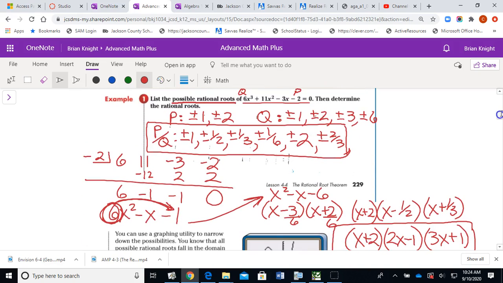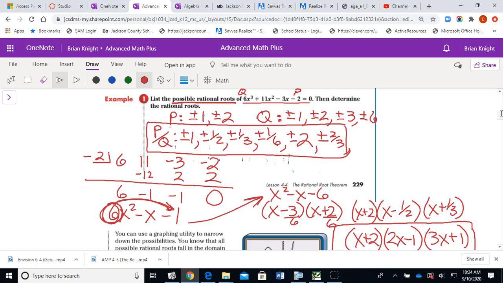P is simply the last number, and Q is the first. And your P's are all the factors of P, and your Q's are all the factors of Q. All right? And then to get all the possible answers, you just divide all the P's by all the Q's. Okay? So like I said, without your cool little graphing calculator, you would simply be taking these numbers, plugging them in, and seeing which one gives you 0. Is that making sense? So you had 12 possible, but how many actually work? 3. So 9 of them aren't going to work.